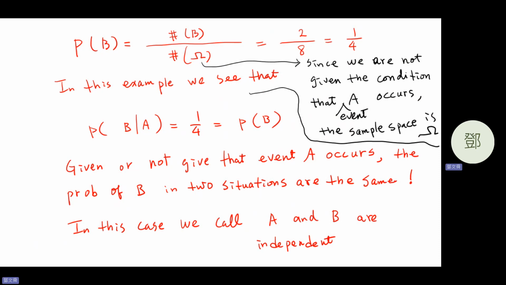Hey, the event A does not influence the probability of B. Given or not given, the probability of B is the same. So in this case, we call A does not influence B, so we call A and B independent. Understand?